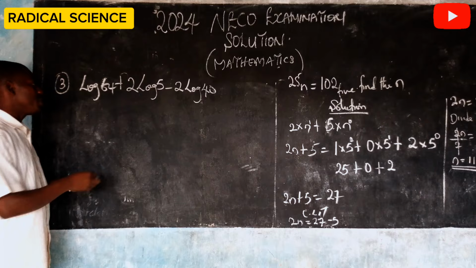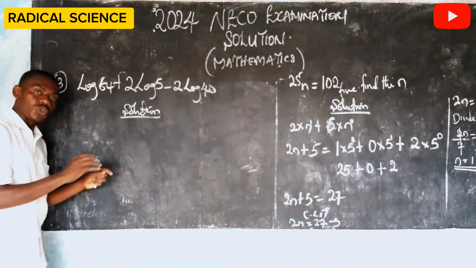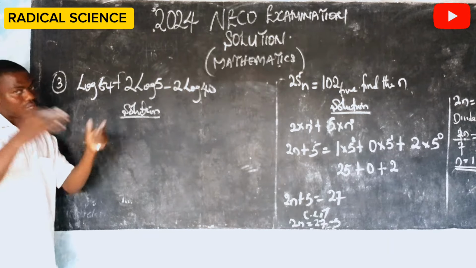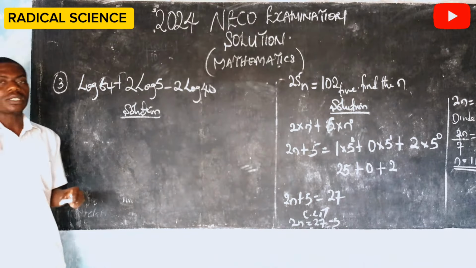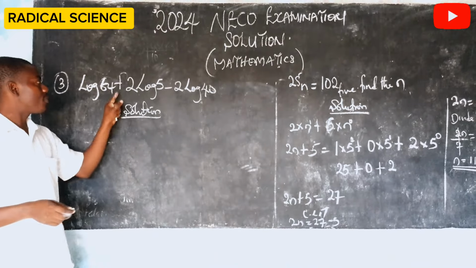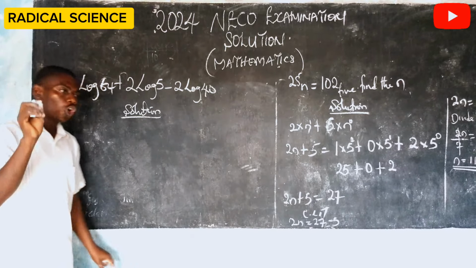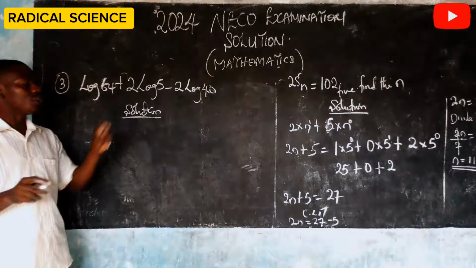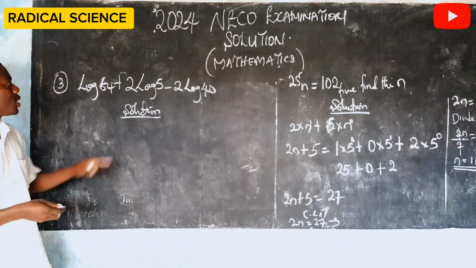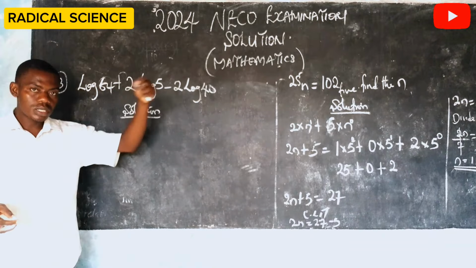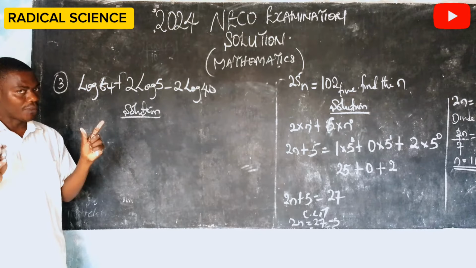I would like you to follow me as we solve together. They said without table. We don't use table, we can use calculator, but I would like you to follow me. Now what we are going to do, understand, is the laws of logarithm. We have addition here, we have subtraction. You've known that in log 3, addition is multiplication, subtraction is division. I hope you are following me.